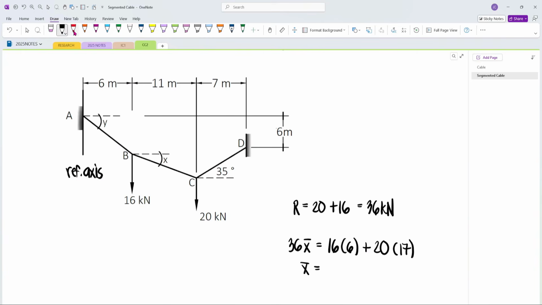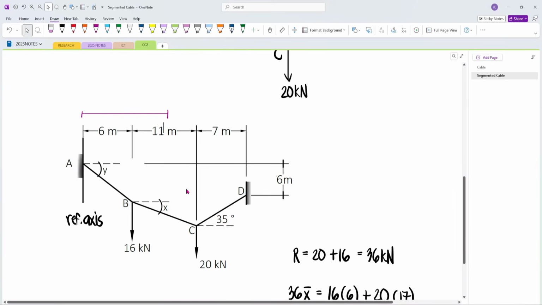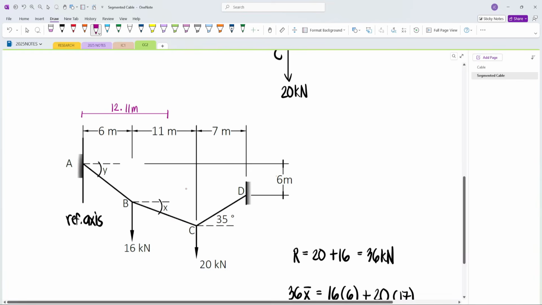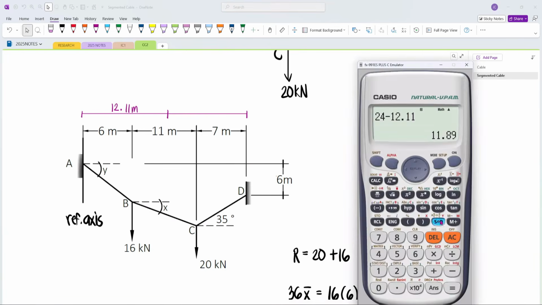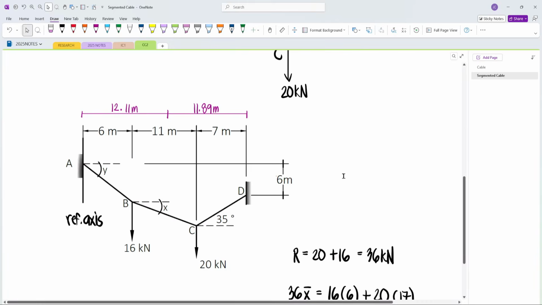So, yung resultant pala na 36 kN is acting 12.11 meters from A. So, sabihin natin nasa point na yan. 12.11. Ayan. So, if this is 12.11, then this remaining distance would be equal to 24 minus 12.11. So, this will give us 11.89 meters. So, now, we will try to solve angle x and angle y.